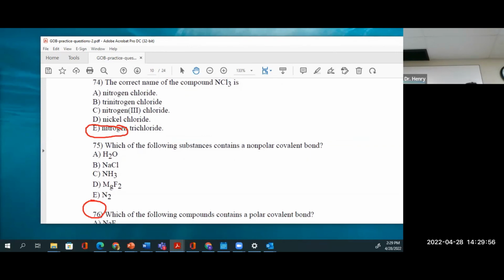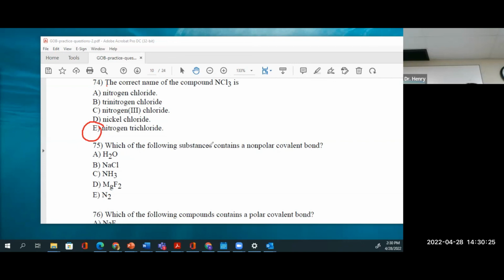What would be the correct name of that compound? Is that nitrogen trichloride? Okay. Since this is a covalently bonded compound, we know that we use the prefixes here.